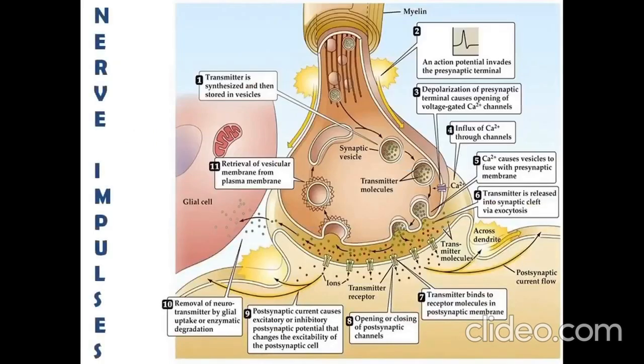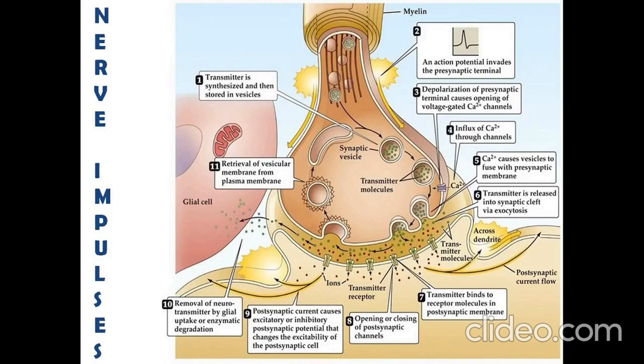Next one is the nerve impulses. In the nerve impulses, the neurotransmitter is synthesized and stored in the vesicles. The action potential invades the presynaptic terminals. The depolarization of the presynaptic terminal causes the opening of voltage gated calcium channels, causing the influx. This causes the vesicles to fuse with the presynaptic membrane, and the transmitter is released from the synaptic vesicles and passes to the synaptic cleft.